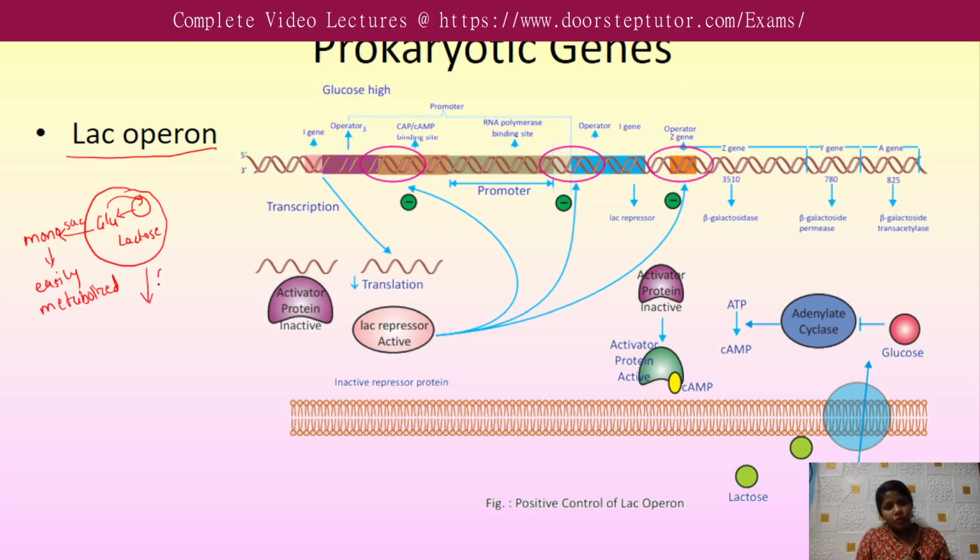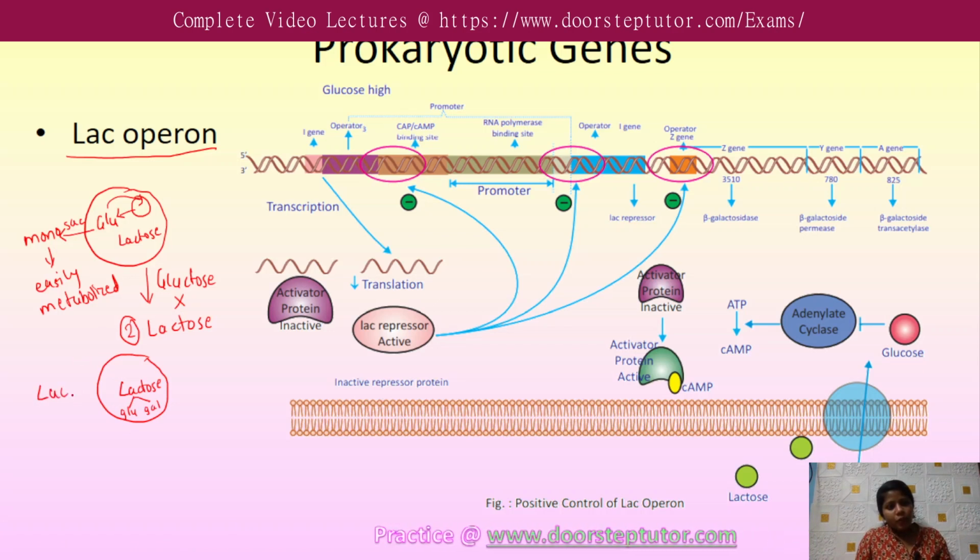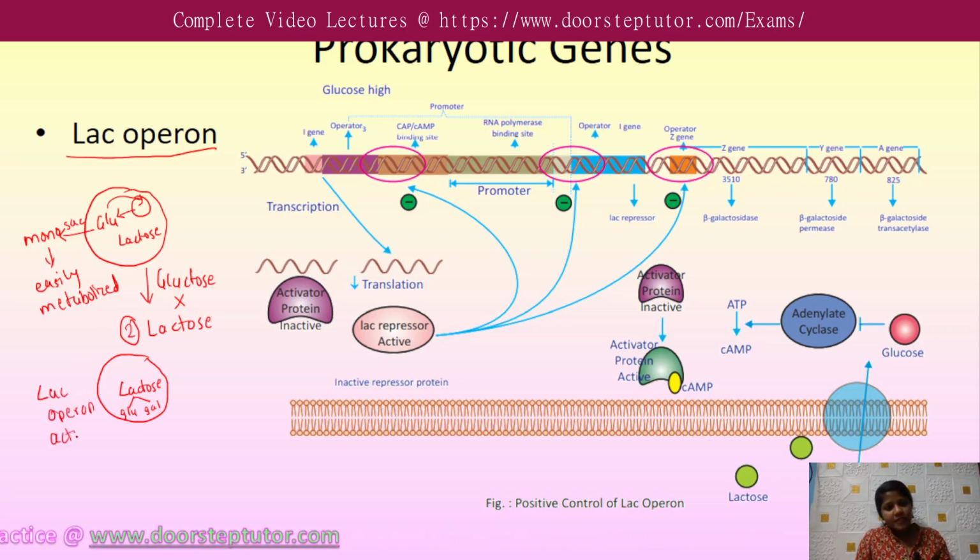But when the glucose is depleted, that means it is over from the medium, at that time another choice that comes to the bacteria is lactose, right? At that time what it does is it takes up lactose, breaks it down to its simpler form, that is glucose and galactose. At that time Lac Operon gets activated. Hope that's clear.